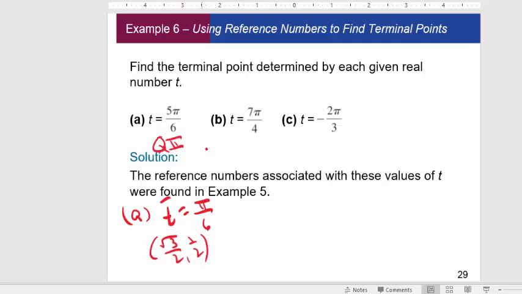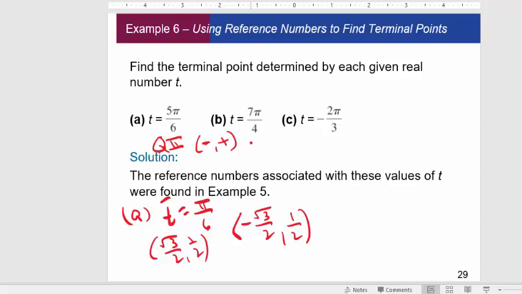But 5 pi over 6, if you remember, was in quadrant 2. And in quadrant 2, x is negative and y is positive, right? So what is our terminal point here? Our terminal point for A is actually going to be negative radical 3 over 2, positive 1 half.